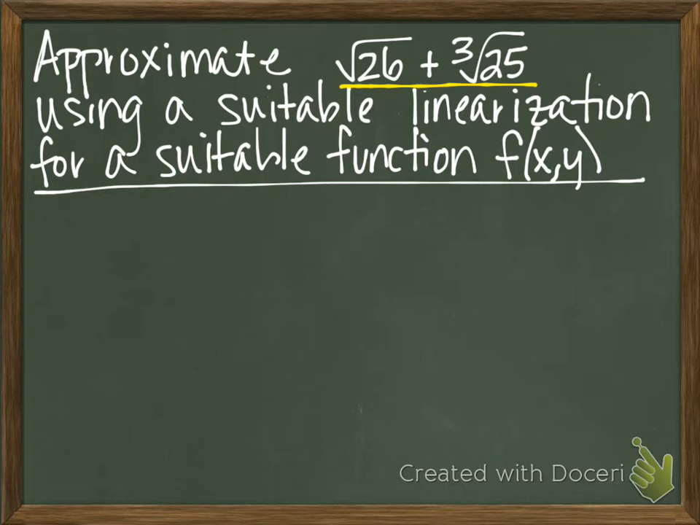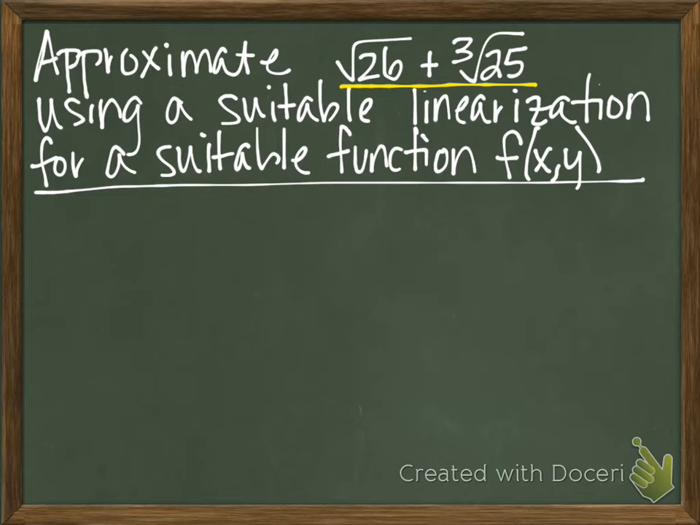Before we start, it's good to have a ballpark idea for what this number should be. Notice, the square root of 26 is a little bit more than the square root of 25, so it's going to be a little bit bigger than 5. And the cube root of 25 is going to be a little bit less than the cube root of 27, which is 3. So we think this number should be somewhere near 8. That's always a good ballpark place to start.